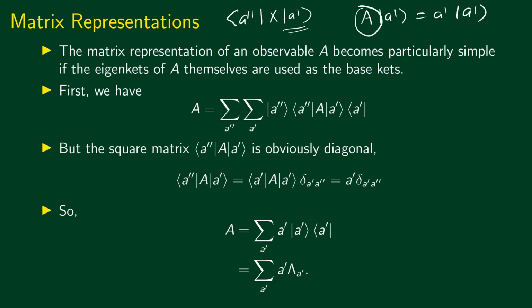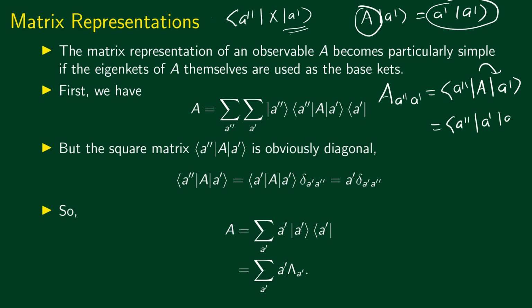Now what about the matrix elements of operator A? They can be found in the same form. The A double prime A prime element of the matrix that represents operator A can be written, by the usual prescription, as bra A double prime A ket A prime. But then we can use the eigenvalue equation: A acting on ket A prime is given by A prime acting on ket A prime. So I can use it here: bra A double prime, A prime ket A prime.